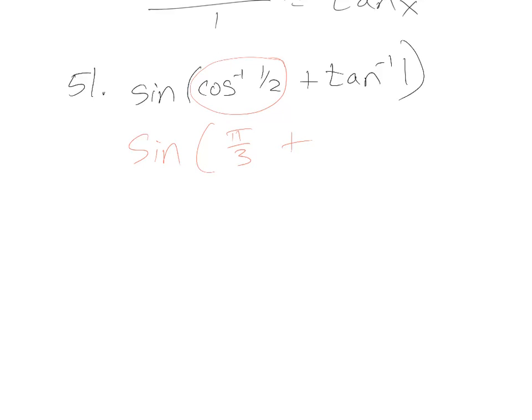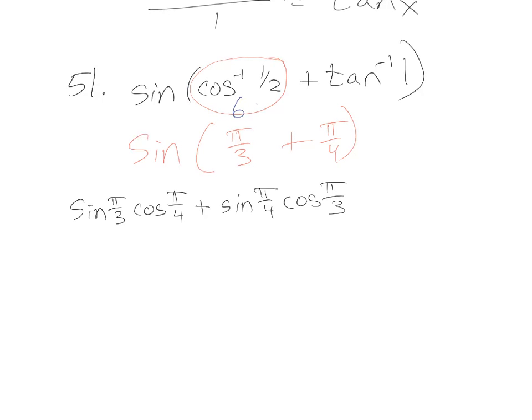Where's the tangent 1? Pi over 4. And now you have the sine of pi over 3, cosine of pi over 4, plus the sine of pi over 4 times the cosine of pi over 3. Or you could have said this. Ready? That's 60. That's 45. And you have to figure out the sine of 105.